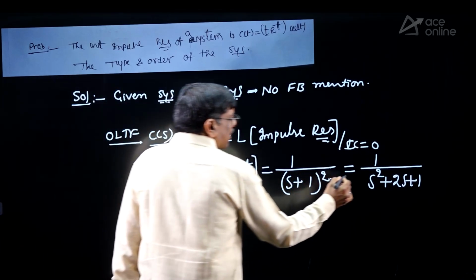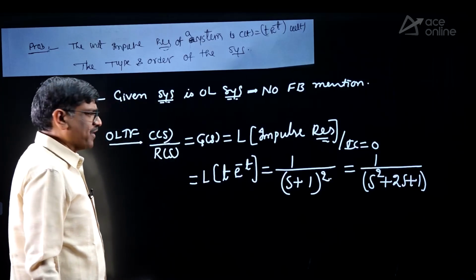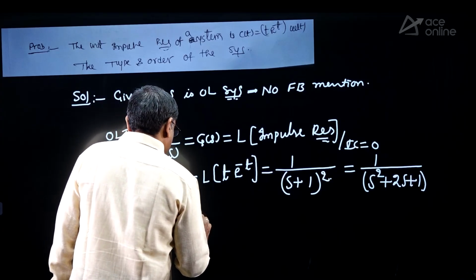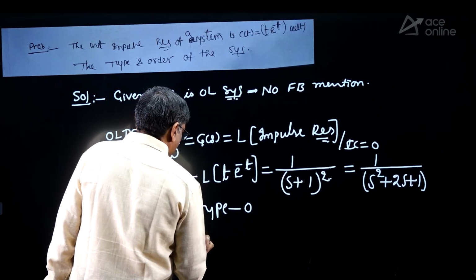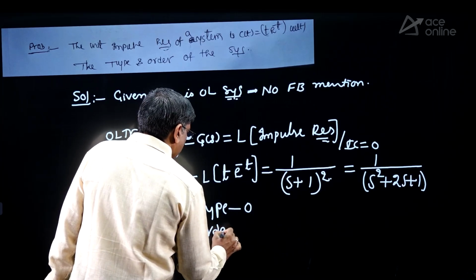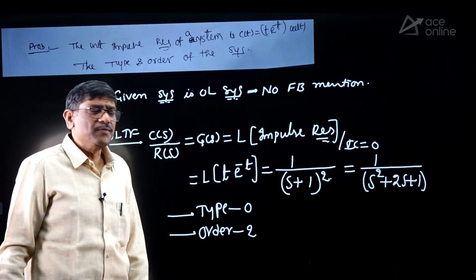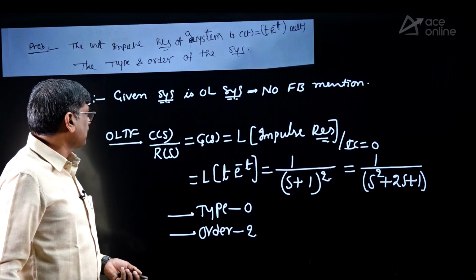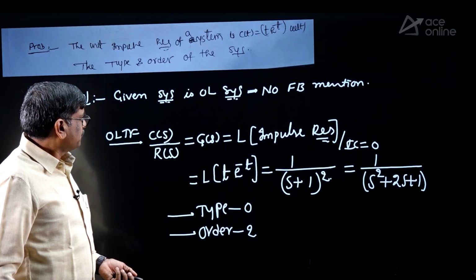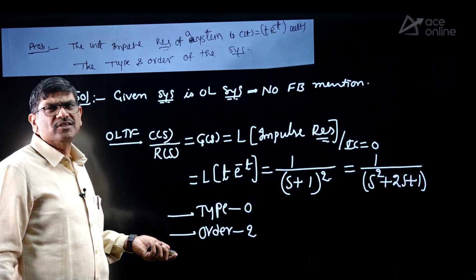Now tell what is the order, what is the type? For both things you have to observe only G of s. That means type is what? No pole at origin. Type is 0. Order is 2. Okay? Type 0 and order 2 system. Like this you have to get the type and order from the transfer function. Like this you have to get it.